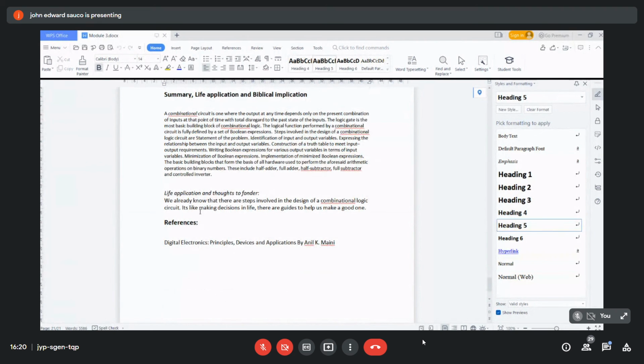Sa real life application natin, we already know that there are steps involved in design of a logic circuit. Like making decisions in life, there are guides to help us make a good decision.